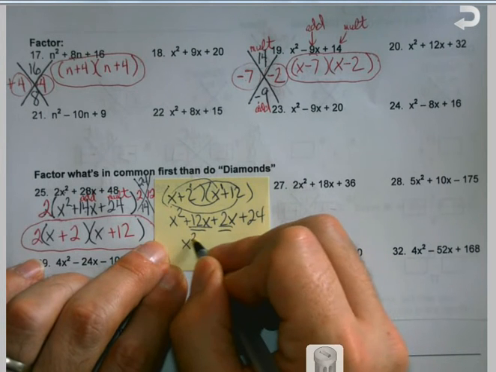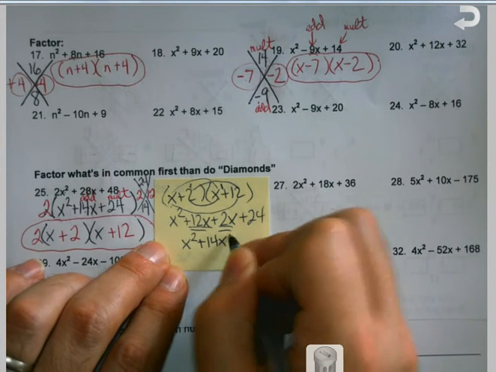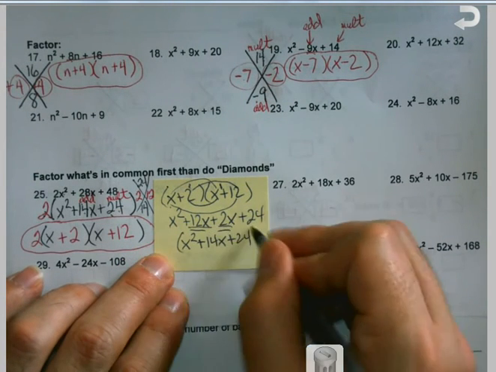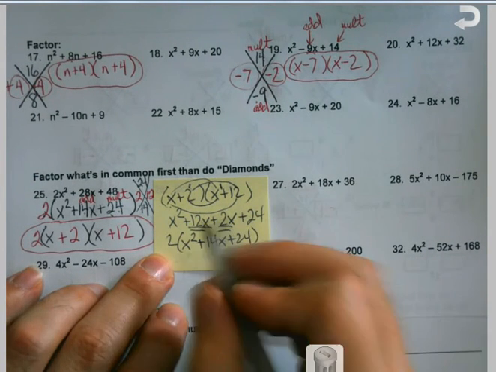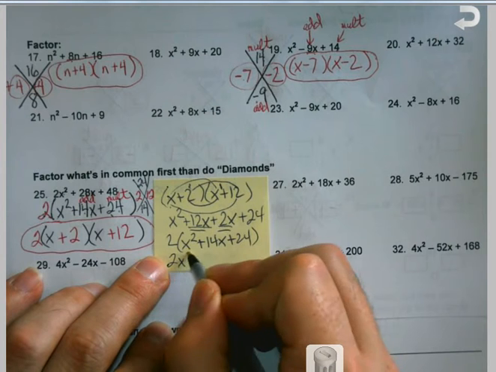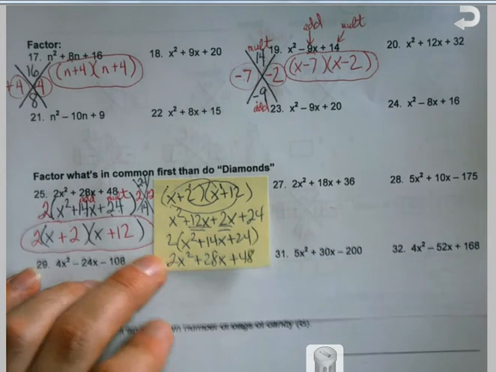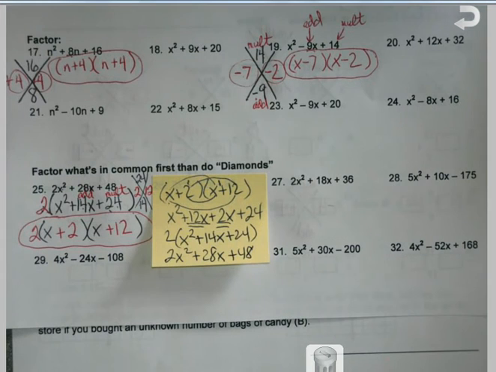So x squared plus 14x plus 24, just like I got when I did this. And then I distribute my 2 through. And if I multiply those terms, I get the original problem back. Do I have to do that every time? No. If I'm not sure of one of my answers, this might be an idea to make sure it's right.